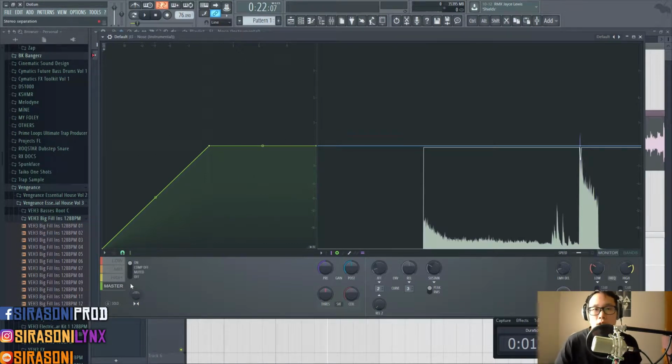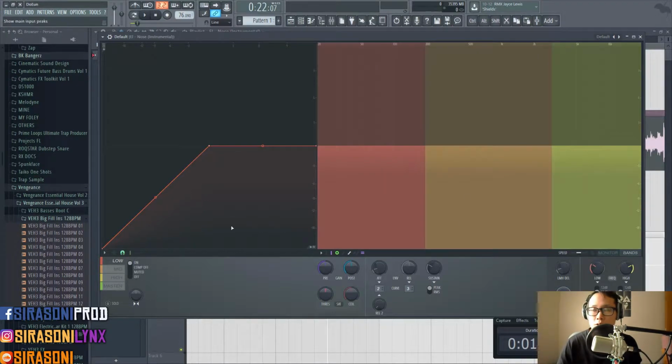Let's get started. First of all, we have the low, mids, and highs. This should be pretty self-explanatory. If you go to the bands, you could also see the low, mids, and highs right here. On the right, you have the low crossover to mid crossover point.